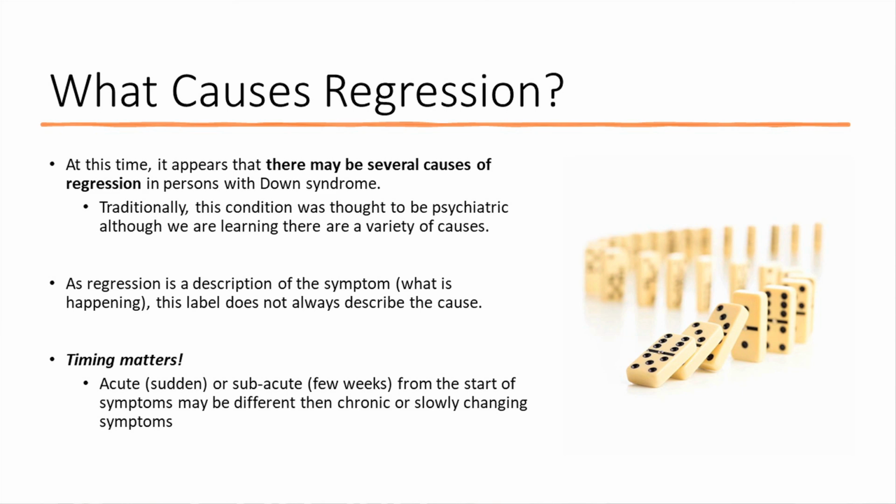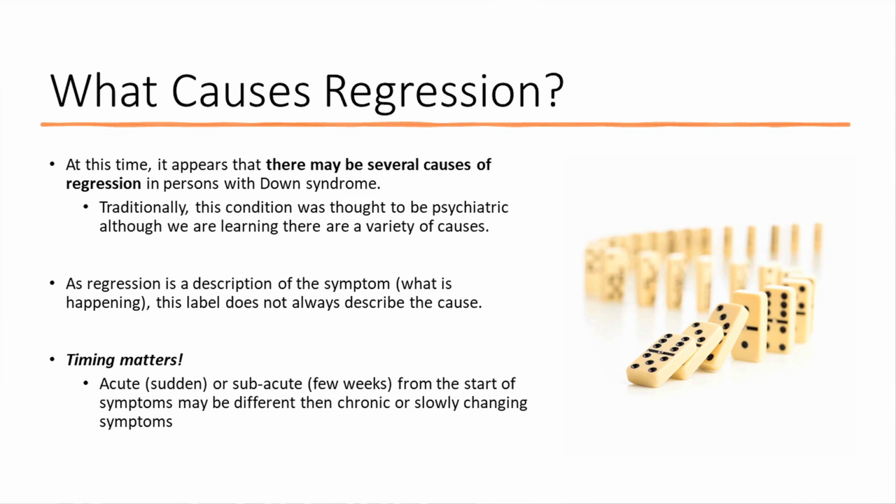There's a lot of different causes that can lead to a regression, and timing really matters. So regression just describes what is actually happening with the patient, what's changed about them. But the timing matters. So there can be situations where you have a regression that is overnight, where it's gone here today, gone tomorrow, or taking on the order of weeks. There can also be a kind of slower, more insidious type of regression.